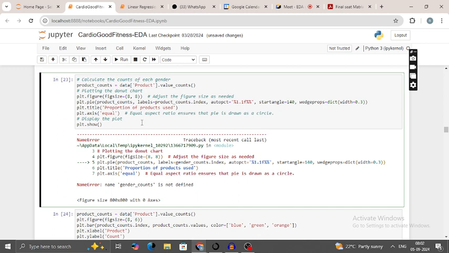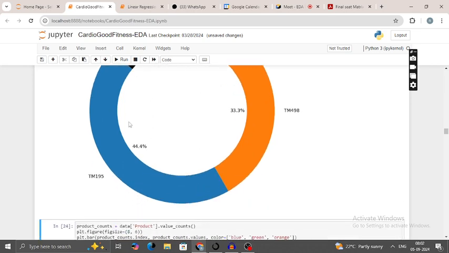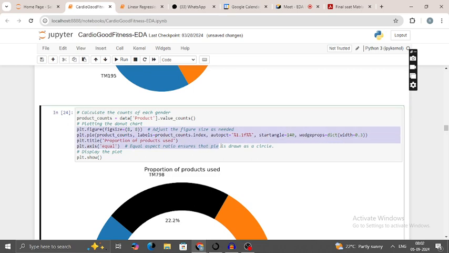Okay, so this is going to work like this. See, proportion of products used. So something like this, say whatever way you want. See what I am using here, display I am plt dot plot. So I am using wedge proportion. These are all things you cannot remember, don't worry.